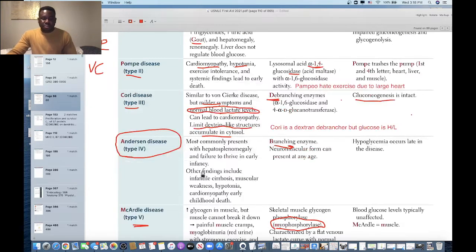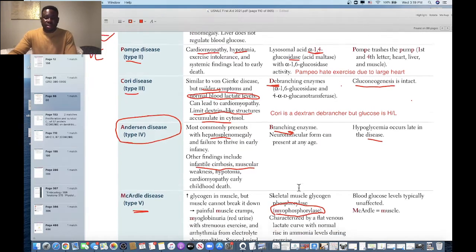Now, Andersen disease. This was updated in 2019. It most commonly presents with hepatosplenomegaly and failure to thrive in early infancy. Other findings include infantile cirrhosis, muscular weakness, and hypotonia. All of them present almost the same way, so just differentiate with hypoglycemia or no hypoglycemia, cardiomegaly, no hypoglycemia. If somebody has hypoglycemia, they'll always be weak, right? Also, they have a problem with the branching enzyme, and hypoglycemia occurs late in the disease. So this one is the formation of the branch, the branching enzyme, not the debranching.